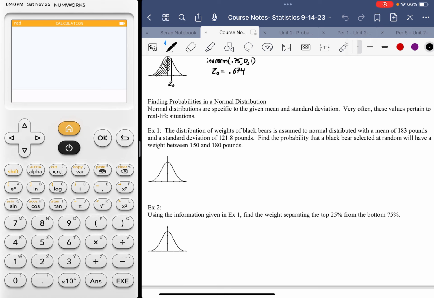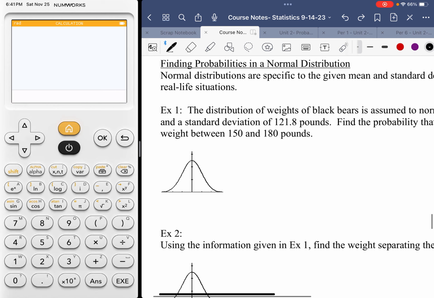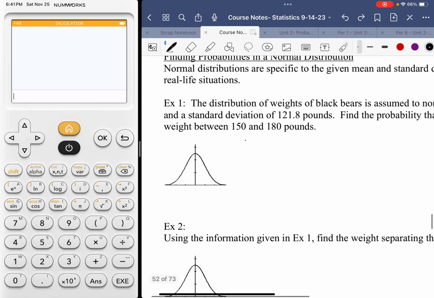All right, so example one: the distribution of weights of black bears is assumed to be normally distributed. Well, assumed to be normal, because I already covered the distribution part. With a mean of 183 pounds and a standard deviation of 121.8 pounds, find the probability that a black bear selected at random will have a weight between 150 and 180. So what I'd want to do is find the z-score for 150, then the z-score for 180.